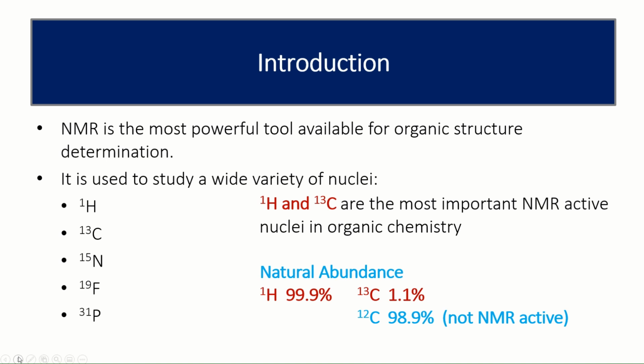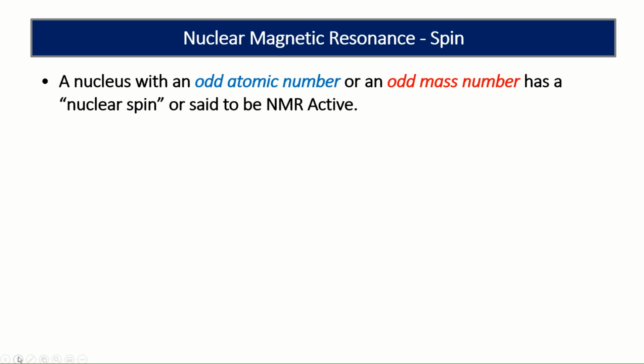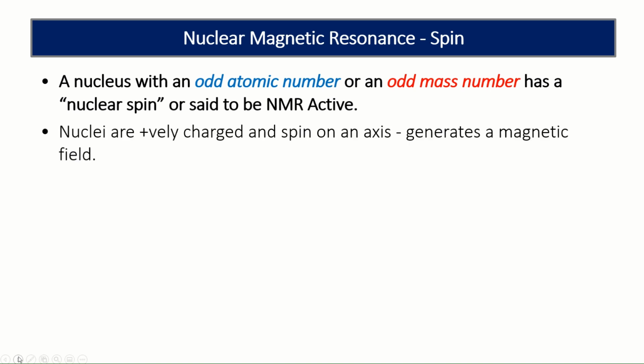And of course, carbon-13 is also a paramagnetic nucleus, and so we do get a lot of information from it. Realize that we cannot use carbon-12 because carbon-12 is not NMR active. The nucleus itself has to have an odd atomic number or an odd mass number for it to have paramagnetism, i.e. nuclear spin, or we say that it is NMR active.